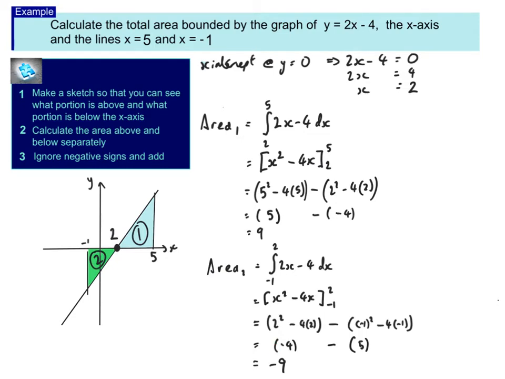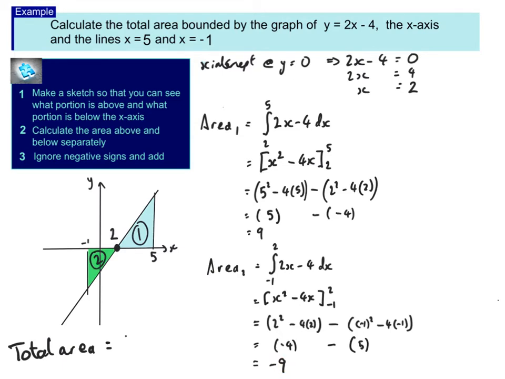Every time you find an area below the x-axis, you're going to get a negative answer here. So this is why we need to do it in 2 separate parts. Find the above area first and the below area second. To find the total area, we need to essentially just ignore the negative here.